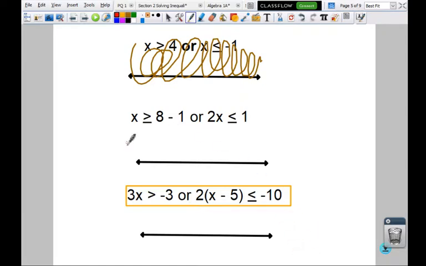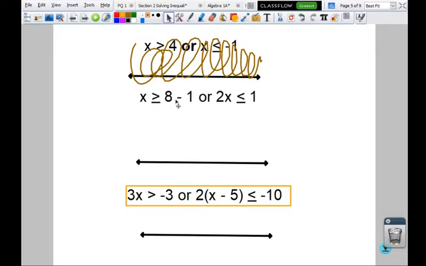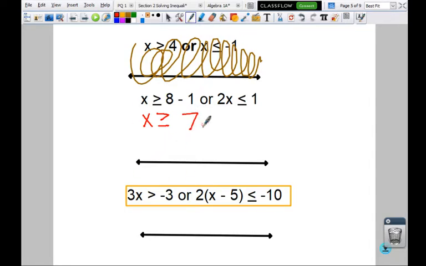Alright, so we are going to do the second one together, and then you guys are going to do the bottom one. So, I'm going to graph x is greater than or equal to 8 minus 1, or 2x is less than or equal to 1. Do we have the x's by themselves yet on these? Not quite yet. Before I can graph these OR inequalities, just like all the other ones, I need to solve them. So I'm going to have x is greater than or equal to 8 minus 1. That is 7, correct? I'm going to put a little line here on my 7, so it doesn't look like another greater than.